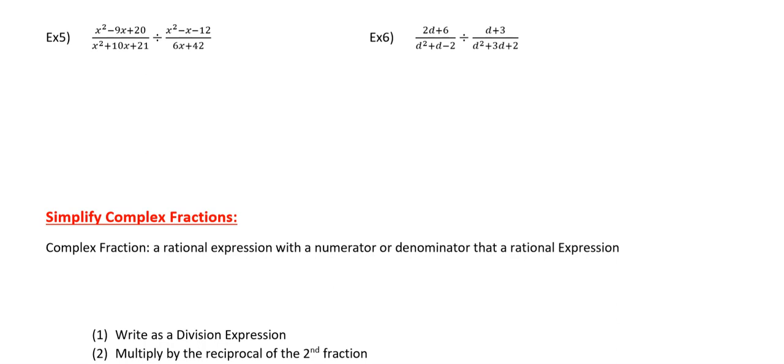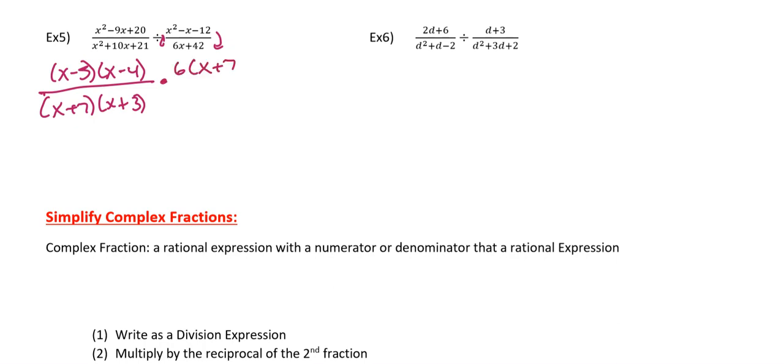So for example 5, it's going to be x minus 5, x minus 4, x plus 7, x plus 3. I didn't do this first, but I'm going to do it in one step. Just keep my time. This will be 6, x minus x plus 7. The denominator will be x minus 4, x plus 3.